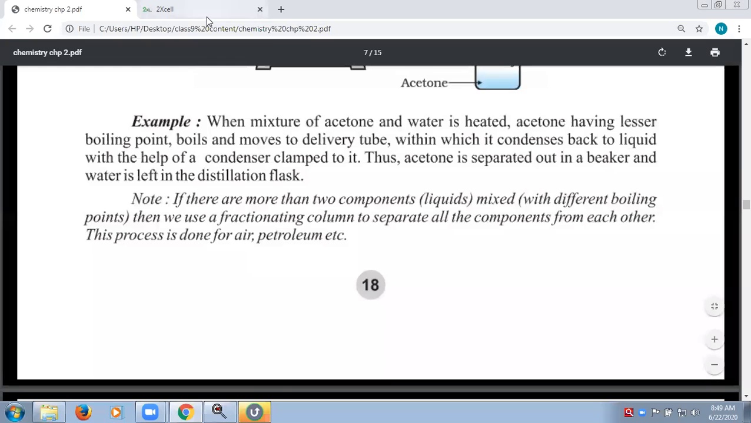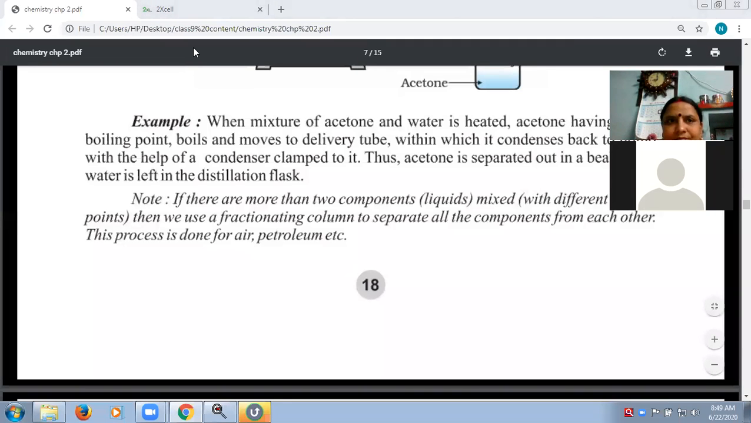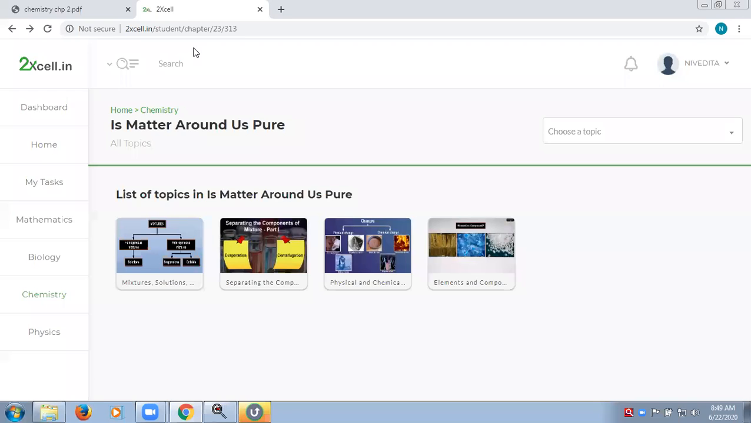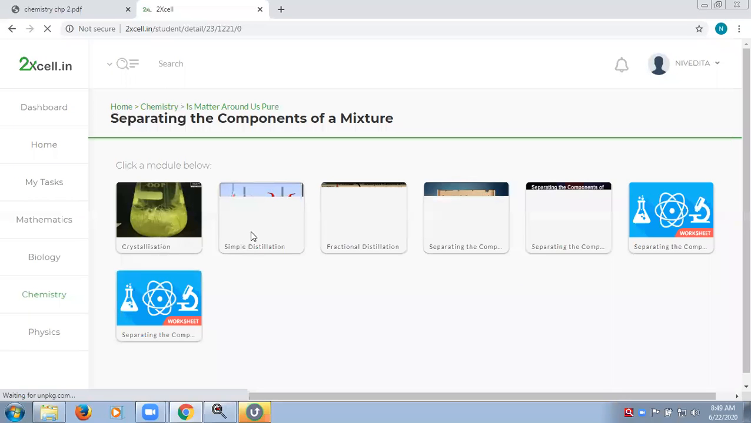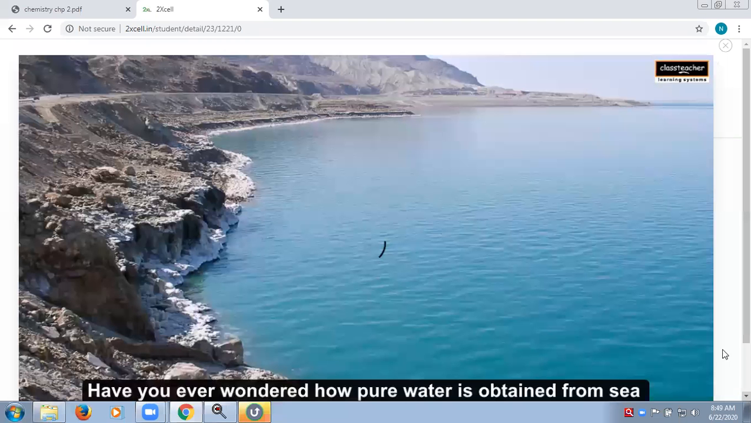But before that, let us get a little short video. Just watch a short video on distillation. Then we'll switch over to fractional distillation. Just a minute, beta. Okay, watch the video very carefully, all of you.